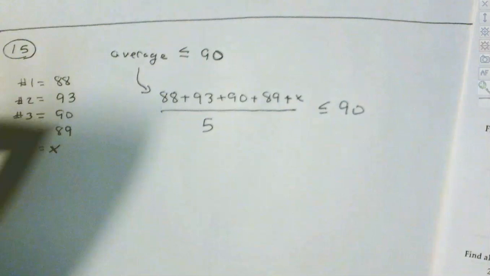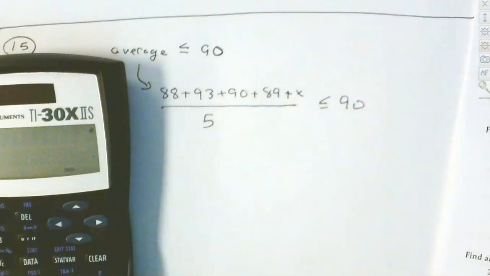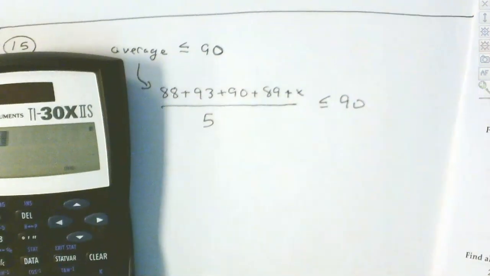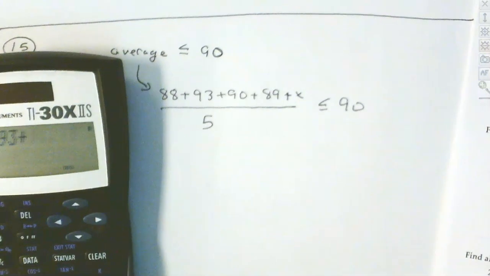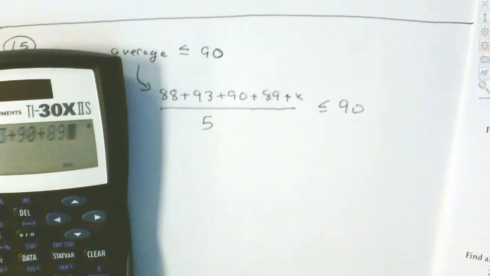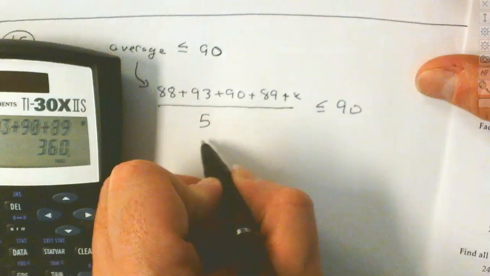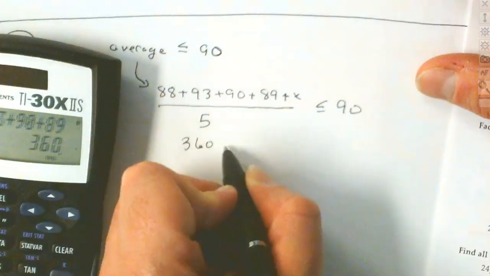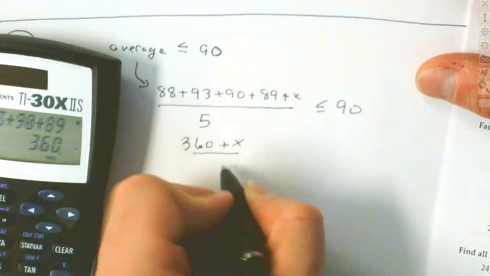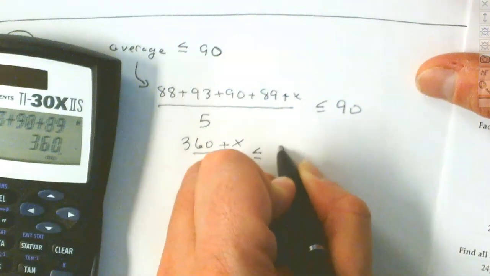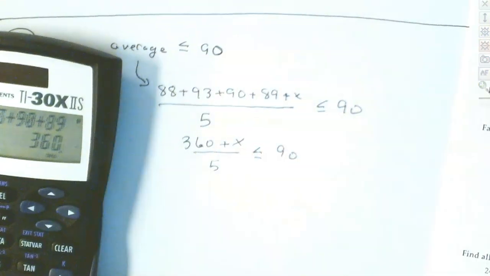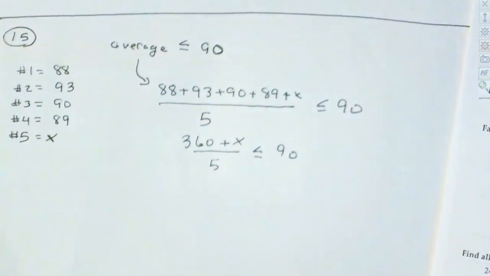So what do we do? Well, we go ahead and add them together. So we've got an 88, we've got a 93, a 90, and we've got an 89. We add them together, and that's 360 plus x over 5, and that's less than or equal to 90. I'll do one more step, and then you can finish it. And so we want to go ahead and finish this out.